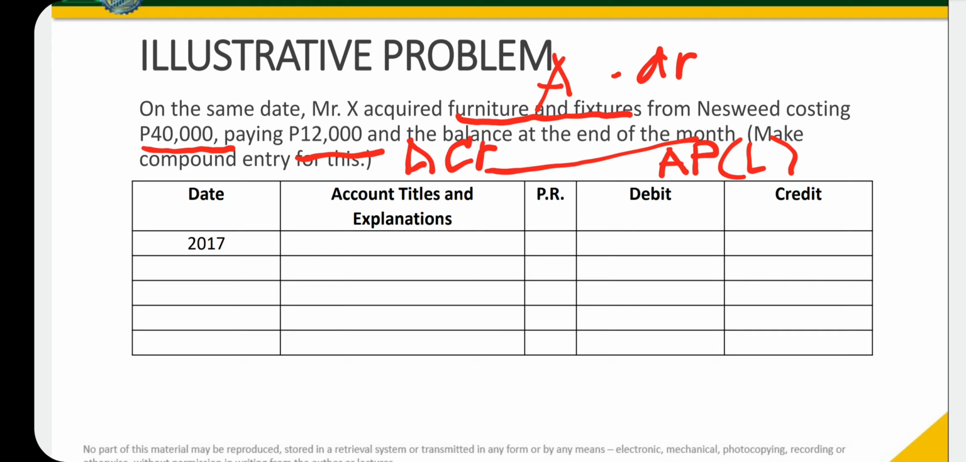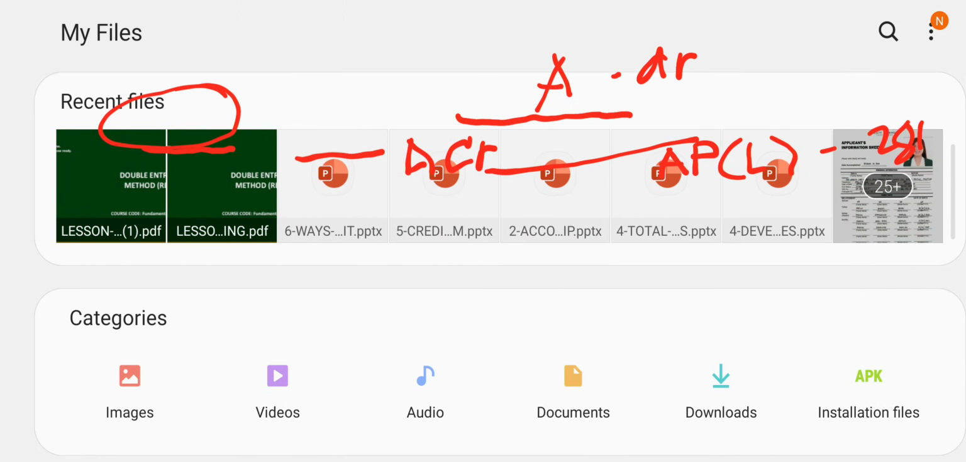Then the balance, since the furniture and fixtures cost 40,000 and we are only going to pay 12,000, there's still a remaining balance of 28,000 which will be credited to a liability account. Okay, yung 28K. Class, take note.